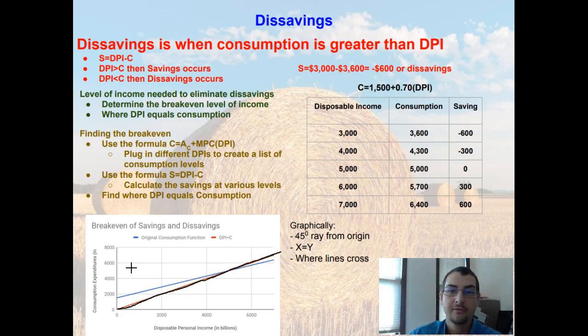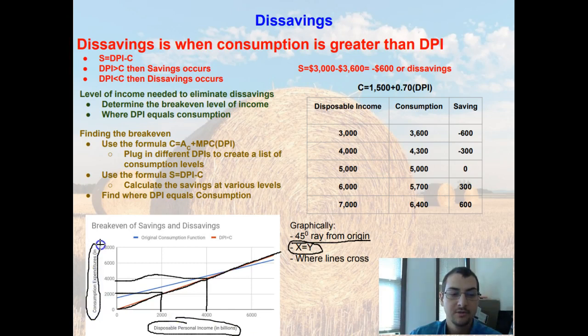Now it may not quite look like 45 degrees, but I guarantee it is, just because of the way this graph is set up. But you can see that disposable income equals consumption here. Disposable income equals consumption there. So whenever we're saying that we're drawing a 45-degree ray from the origin, what we're really saying is we're making x equal y. Or in other terms, we're making it where disposable personal income equals consumption. And lo and behold, where disposable personal income equals consumption, that's that break-even level of income.